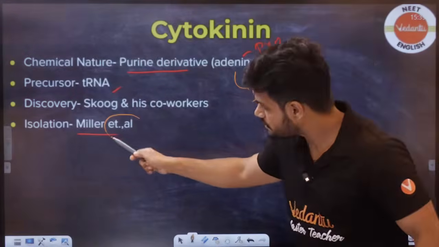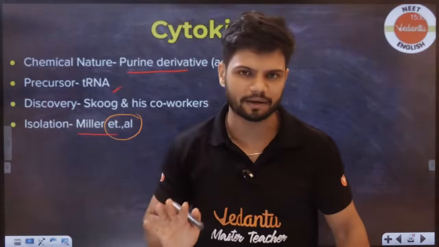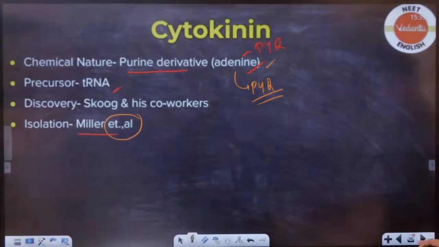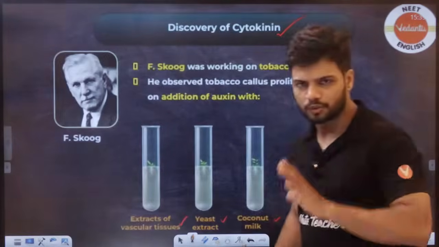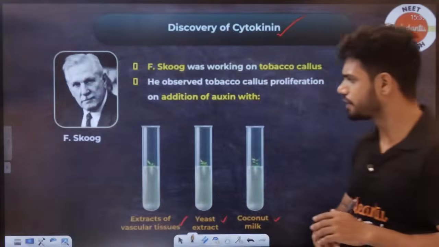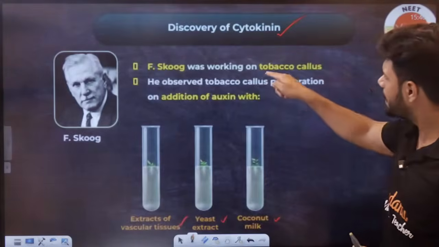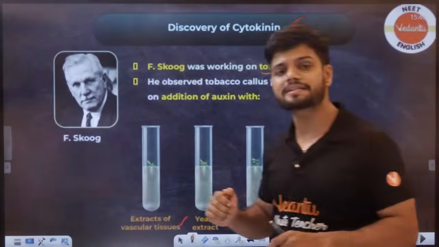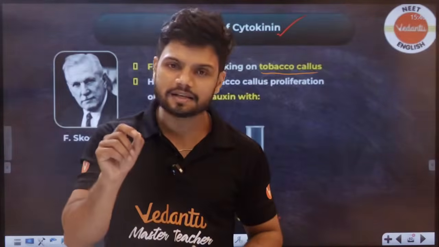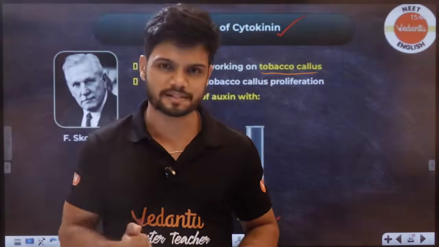What is et al, students? Et al are the different other scientists involved in the experiment. Okay, so Miller et al. This you have to remember. Now what experiment did they do, students? Very simple experiment. Skoog and his colleagues were trying to grow tobacco callus. All of you remember what is callus? Remember I told you what is callus, students? Callus is nothing but an uncontrolled group, a mass of cells.